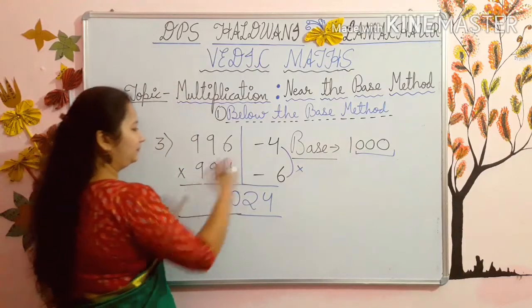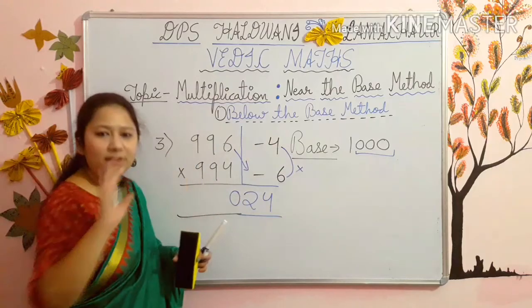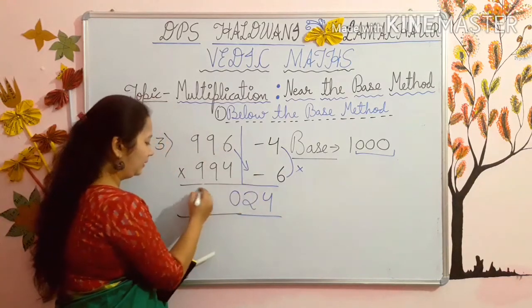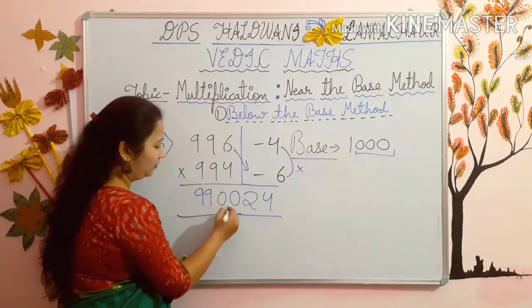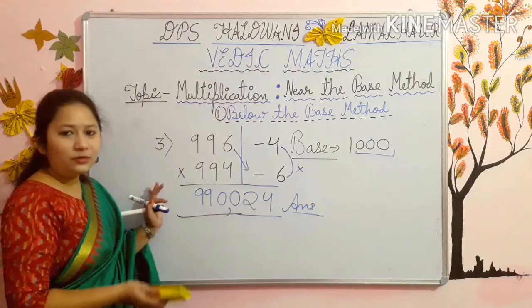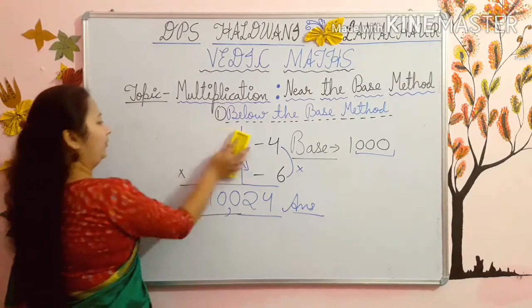Now solve this. Either way you solve this, the answer will be the same. Now 996 minus 6 is 990, and this is your answer. Now students, I hope you are getting it. We will move to our last sum now.